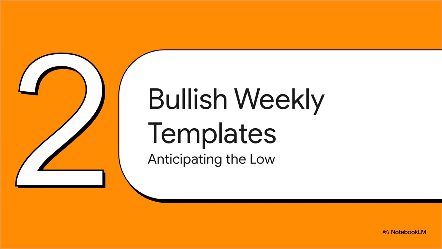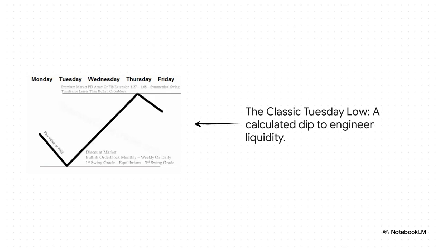All right, with that foundation in place, let's see how this all comes together when the overall market bias is bullish. When we're looking for price to go up, our main goal is to figure out when and where the low of the week is going to form. If we can nail that, we can join the big move up. And here it is, the classic bullish setup. You'll see this all the time.